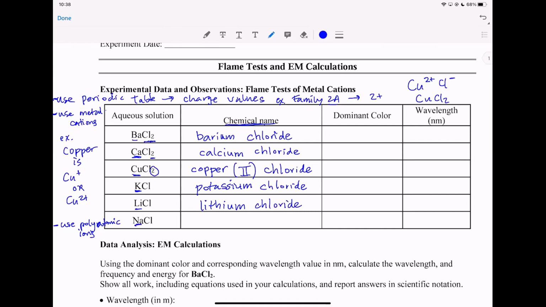And then this next one, this is sodium and chloride. So this is Na, that's sodium. That's also from its older name, natrium. That's why the element symbol is not just an S, but it is Na. So that's sodium and chloride.